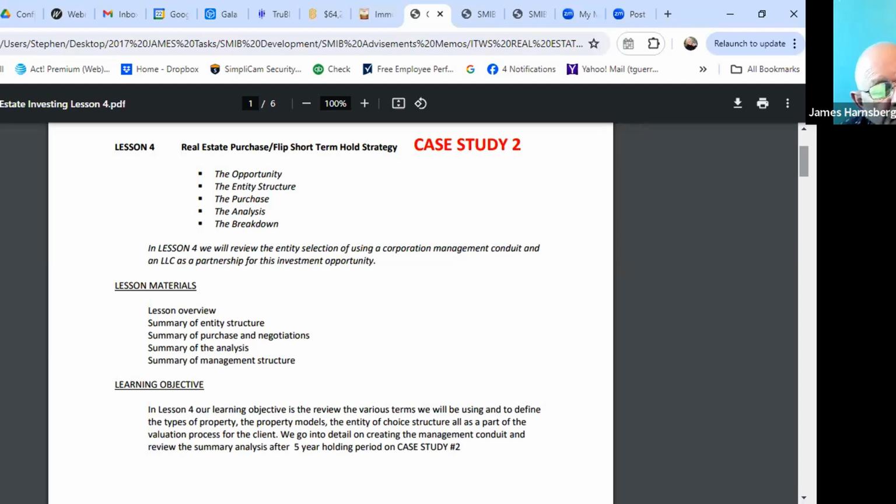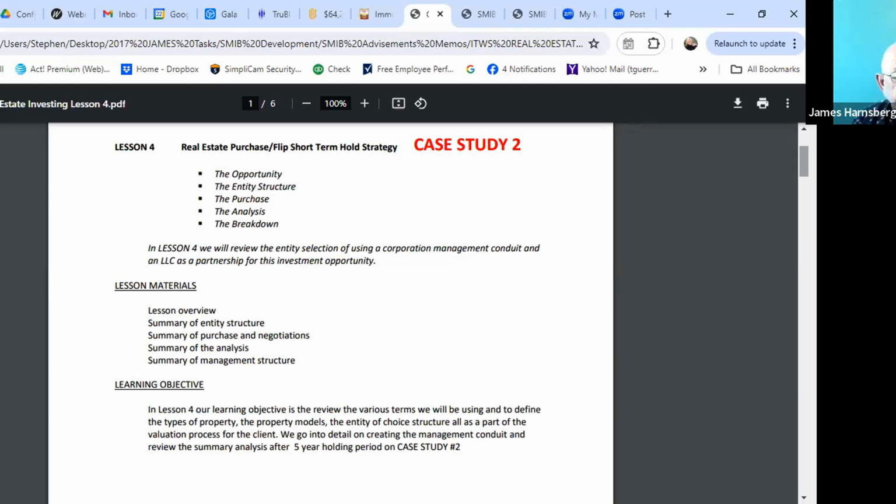We'll go over a little bit of the highlights of the purchase and negotiations, the summary of the analysis that we're going to review in some of the spreadsheet, and then the management structure of the corporation and how we were able to mitigate a significant tax savings from this particular transaction.